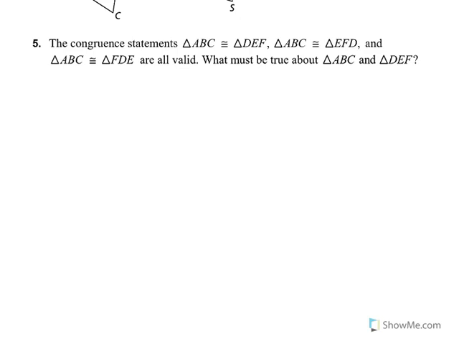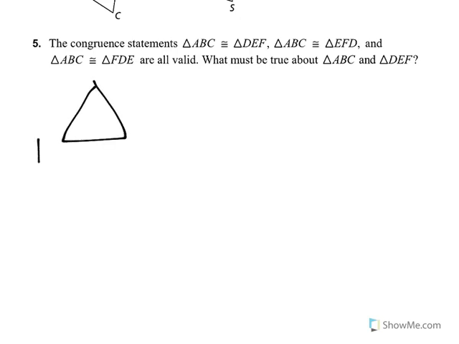It says the congruent statements triangle ABC is congruent to triangle DEF, and triangle ABC is congruent to triangle EFD, and triangle ABC is congruent to triangle FDE are all valid. And we want to know what must be true about triangle ABC and DEF. Alright, so I don't know about you, but I can't just look at it and understand it. I need to actually draw it out.